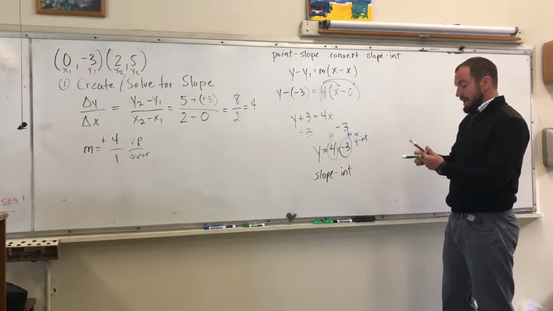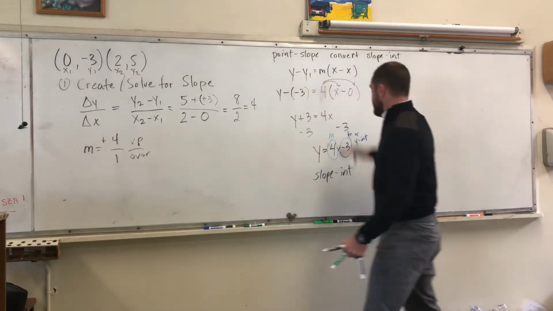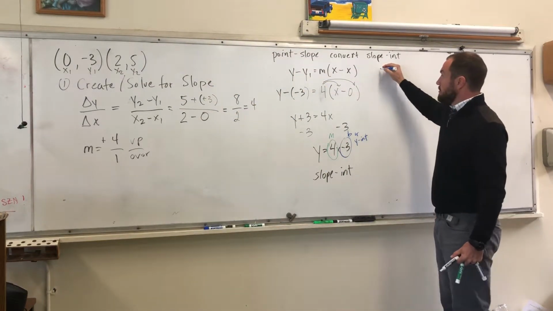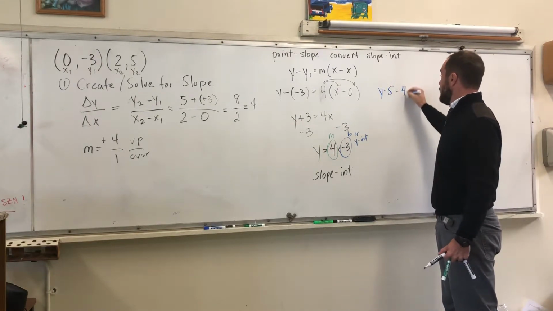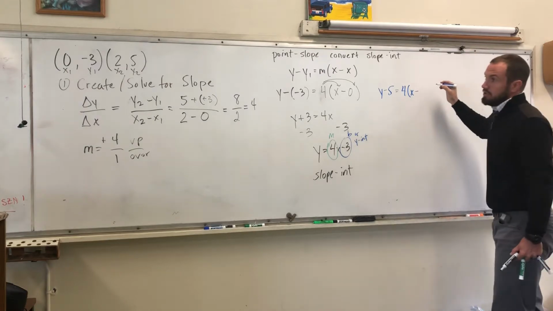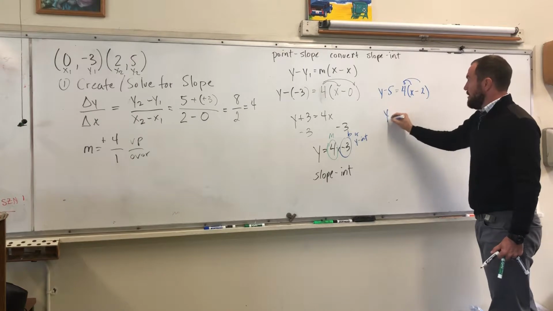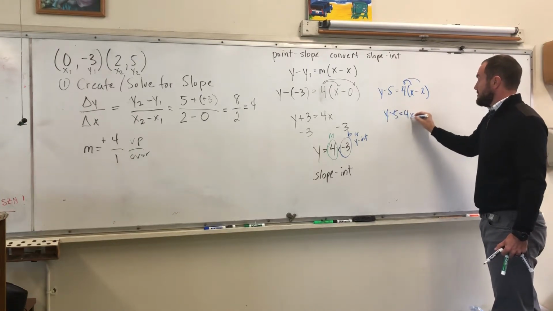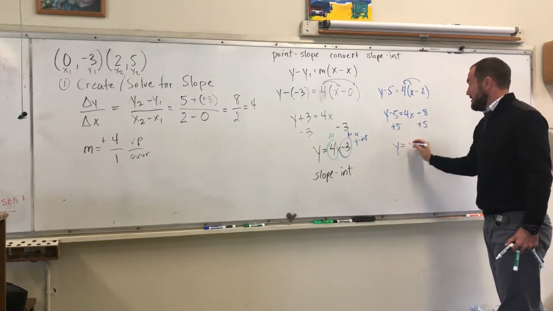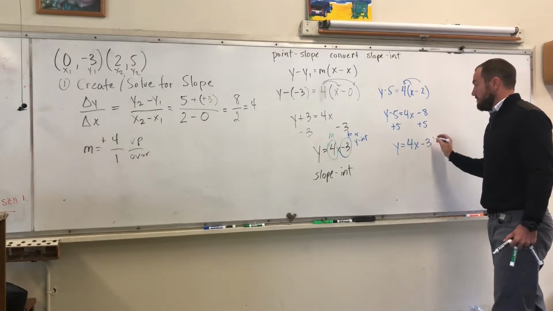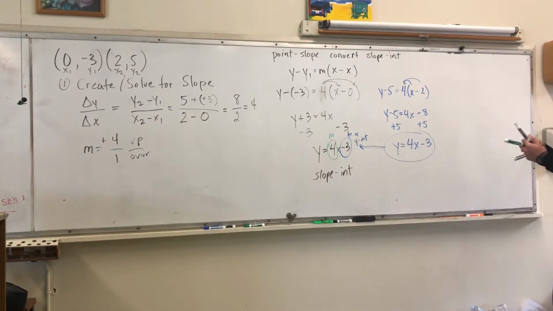Now let's test and see what happens if we use a different coordinate, if we get the same slope-intercept form. So we'll say, okay, y minus 5 is equal to 4 times x minus 2. Again, we distribute: y minus 5 is equal to 4x minus 8. Add the 5: 4x minus 3. We have a match. Same thing.